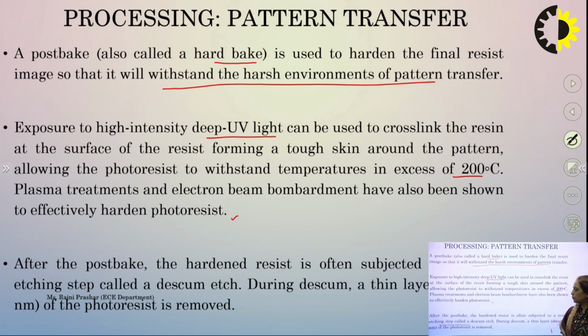Okay, so after this post bake, the hardened resist is often subjected to resist etching, which is known as descum etch. During this descum etch, a very thin layer of about 20 nanometers of the photoresist material is removed.